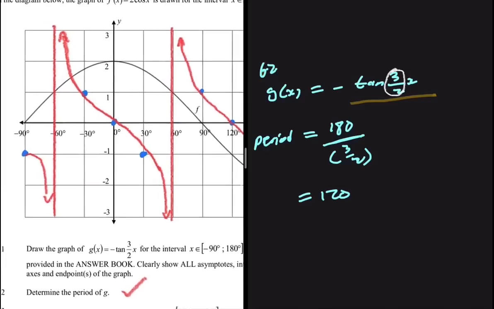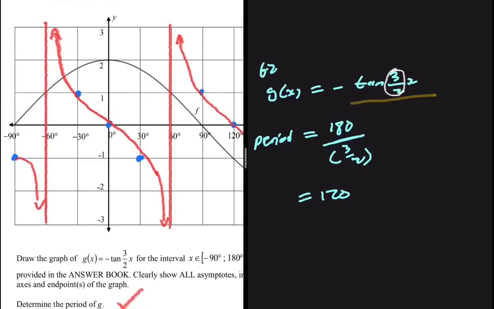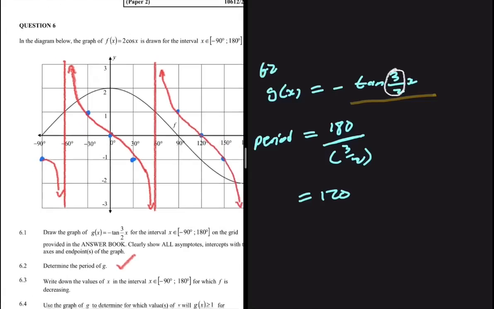But if you look at the sketch, you can also see that it is indeed 120, because the graph can complete itself between minus 60 degrees and plus 60 degrees. And from minus 60 to 60 is 120 degrees.